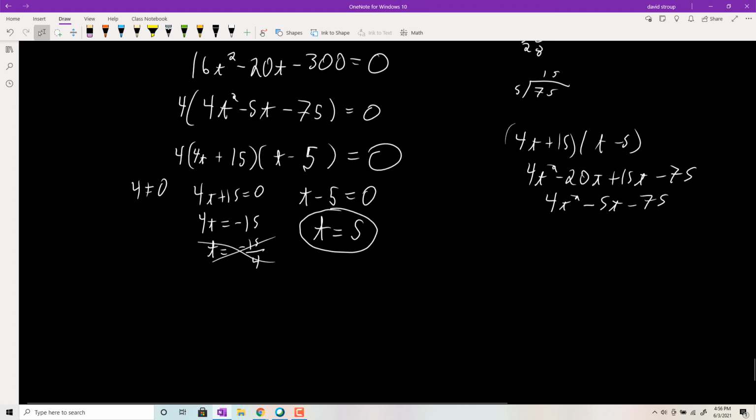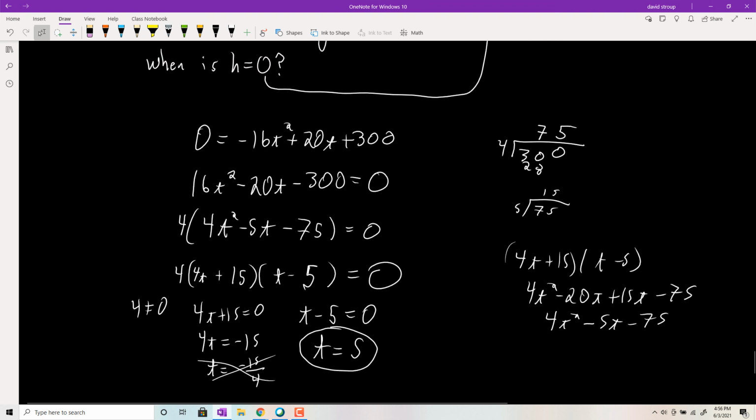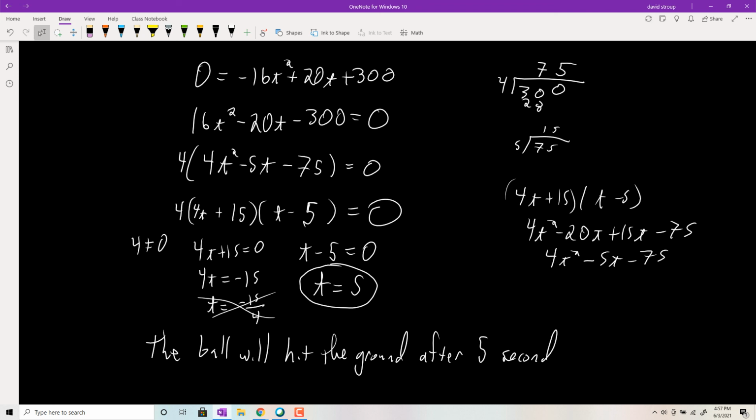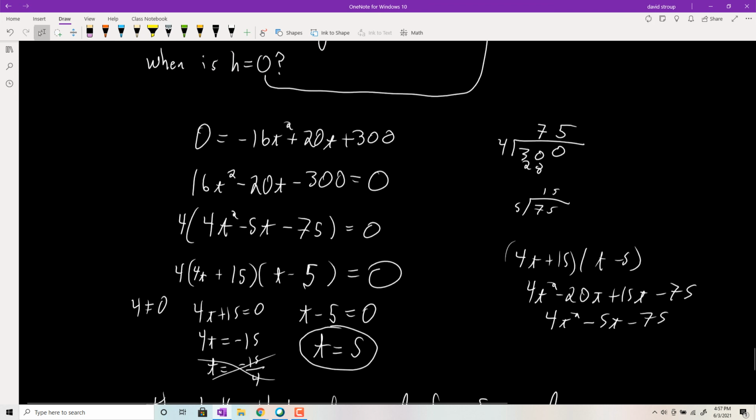But anyways, the point here is I don't want just t equals 5. I want you to write up your answer, interpret your answer. I'll take off one point if you don't write out an interpretation. I expect to see a sentence: the ball will hit the ground after 5 seconds. I need to see some sentence explaining that you have some clue as to what's going on here in reality.